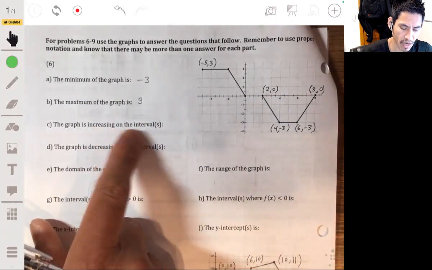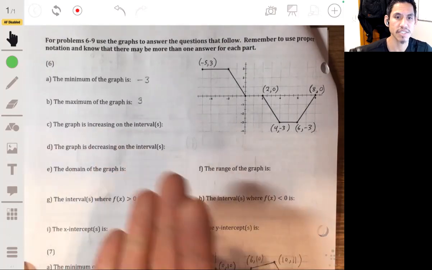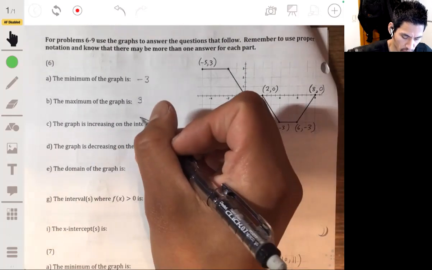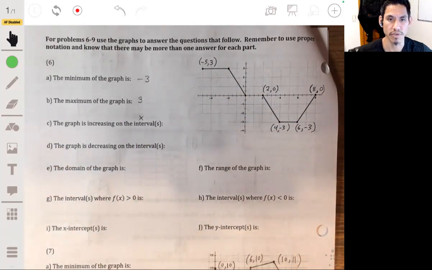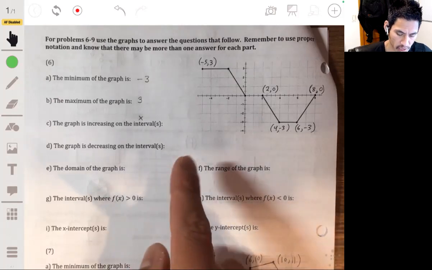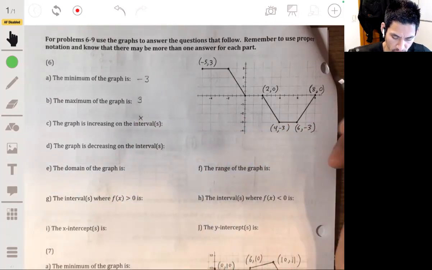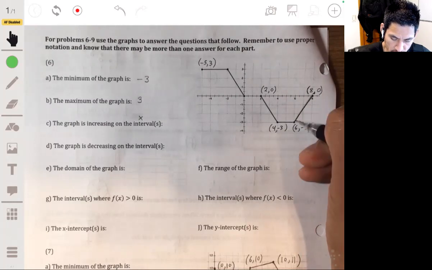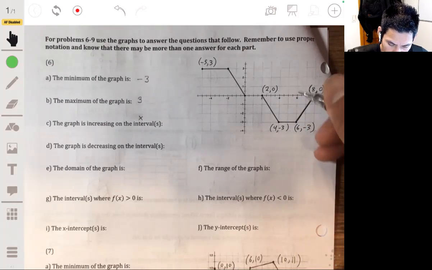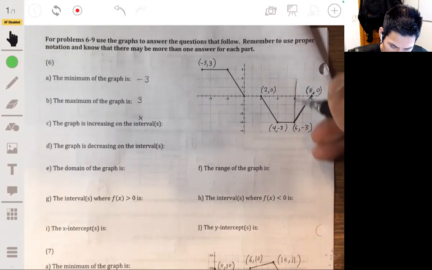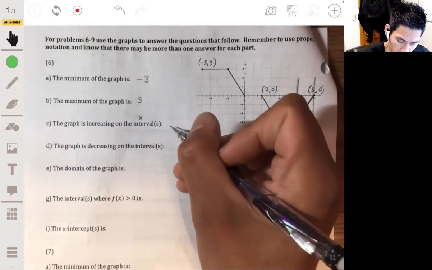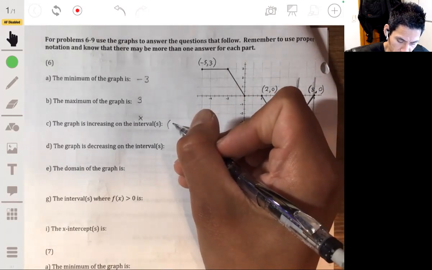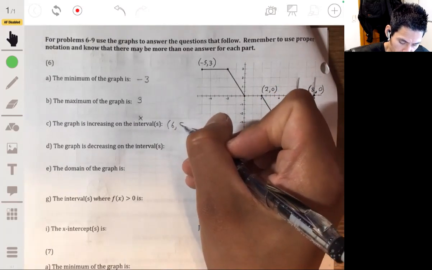The graph is increasing on the interval. So when it just says interval, we're talking about the x values, like the domain, that it's increasing on. When you look at the graph, it's increasing on this region here. Going from left to right, it starts increasing when x is 6 and increases up to x is 8. So we put this in interval notation, (6, 8).